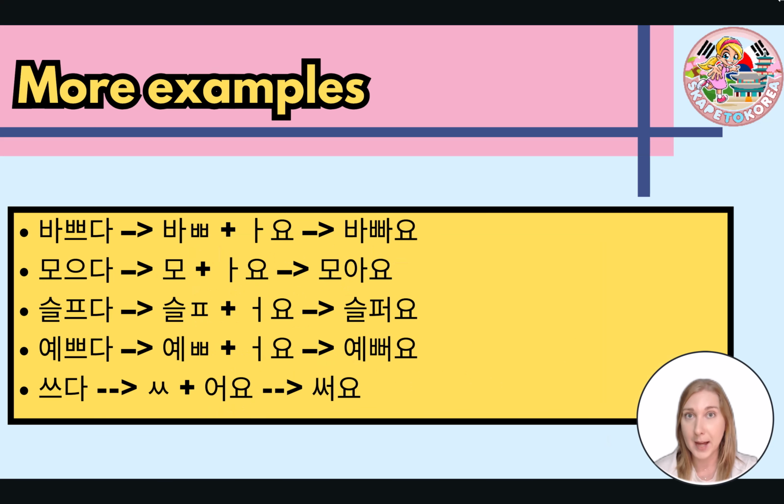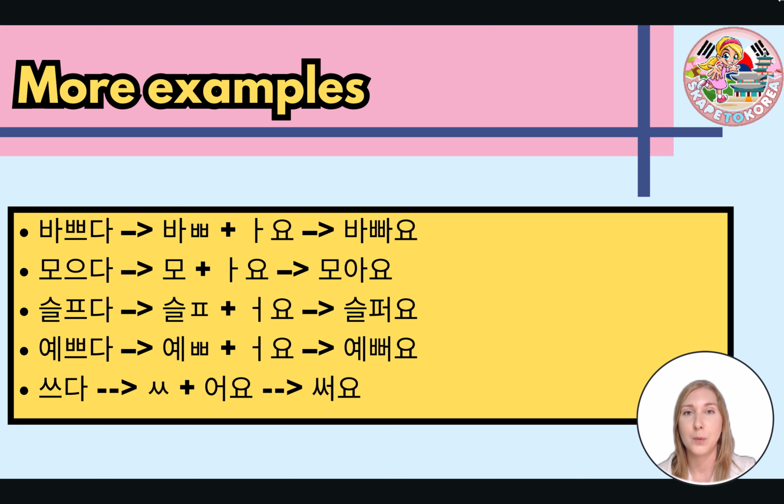Alright, here we've got more examples. So 바쁘다, to be busy. We've got 바 and then ㅃ, right? Because we're dropping the ㅡ and then we're looking at what the vowel is. It's ㅏ. So we're adding 아요 and it becomes 바빠요. That's to be busy.